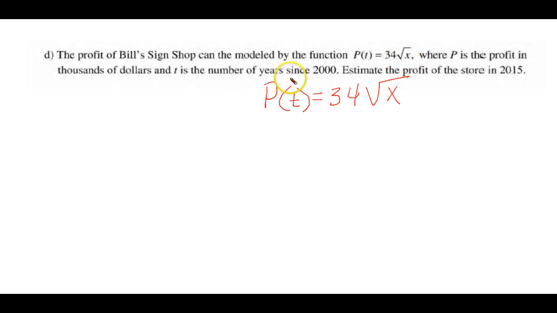Now, we're going to start in the year 2000, estimate the profit of the store in 2015. So the first question is, how many years has it been from there to there? And you might say, well, it's going to be 15. Exactly. So we go 34, the square root of 15.